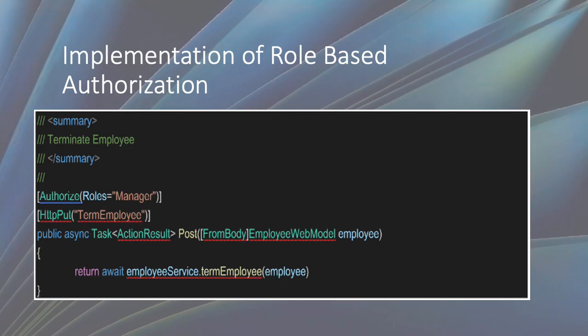Here's an example of an implementation of role-based authorization. Only managers are allowed to terminate employees, so the authorized role equal to manager prevents any other employee type from terminating employees. That way, a cashier is not allowed to terminate another cashier or even a manager. Role-based authorization makes it very easy to look at an endpoint and determine who has access to process that data.